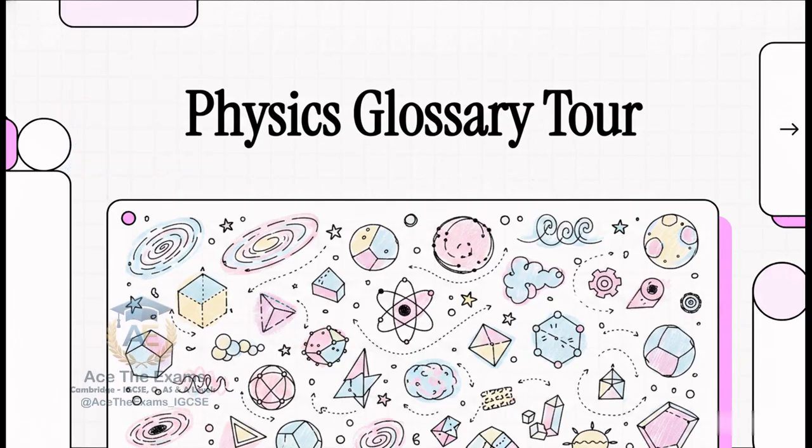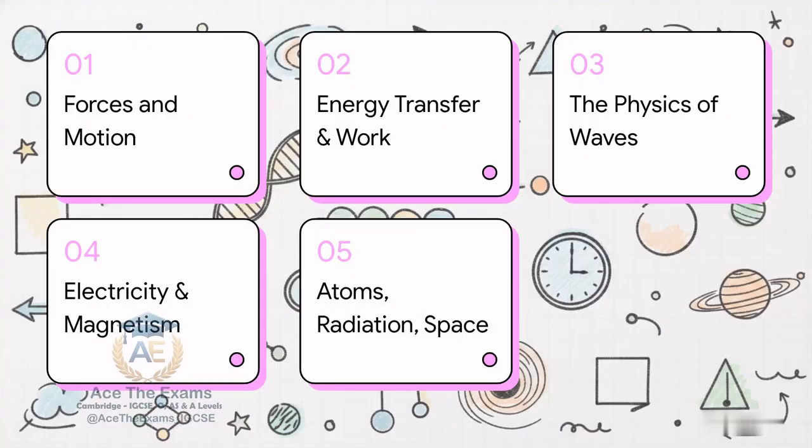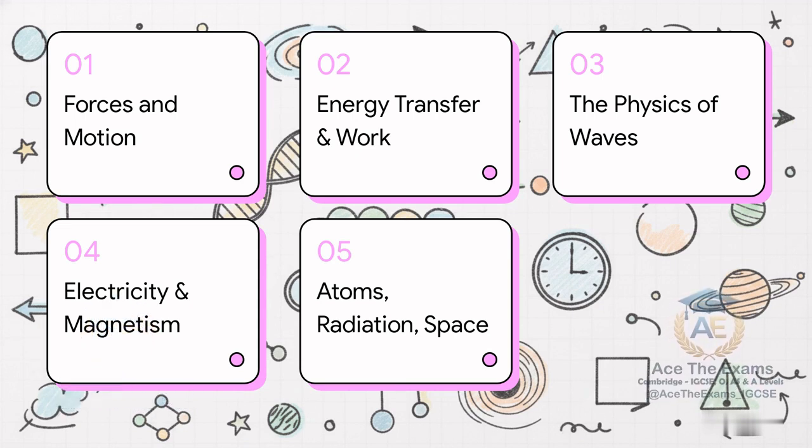We're going to transform all those disconnected terms into a logical, interconnected map of the universe, moving from the macro scales we can see all the way down to the micro scales we can't. Let's get right into it. Here's our flight path for today's session. We'll kick things off with forces in motion, transition into energy transfer and work, check out the physics of waves, map out electricity and magnetism, and wrap up with atoms, radiation, and space.